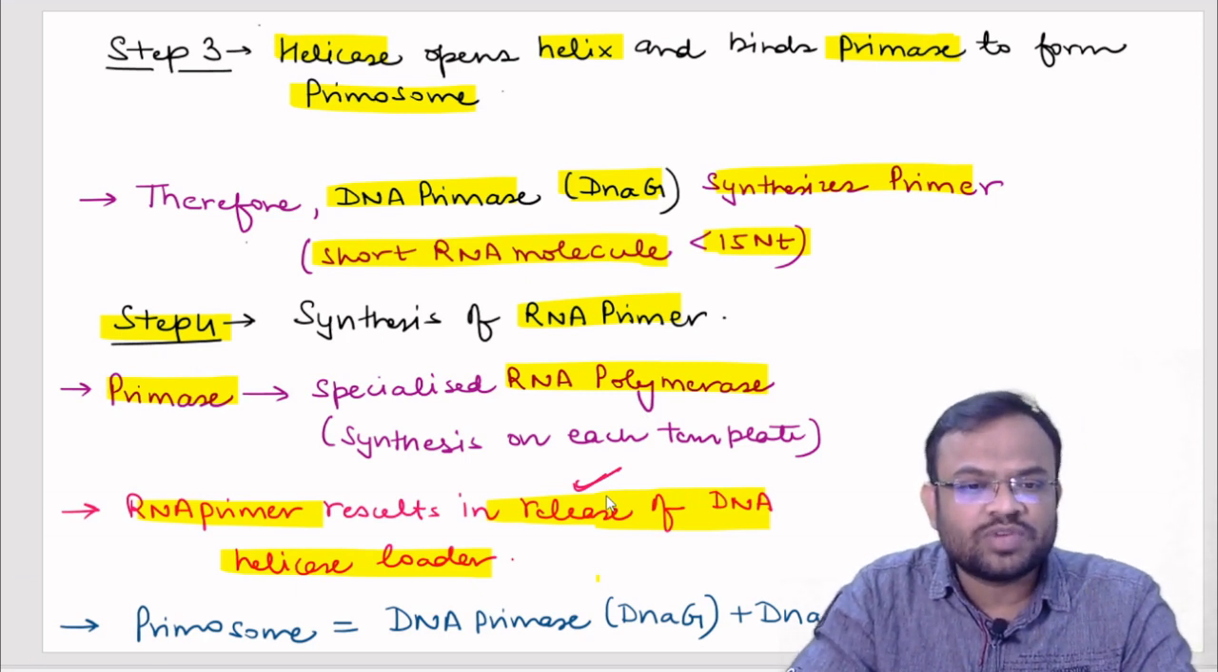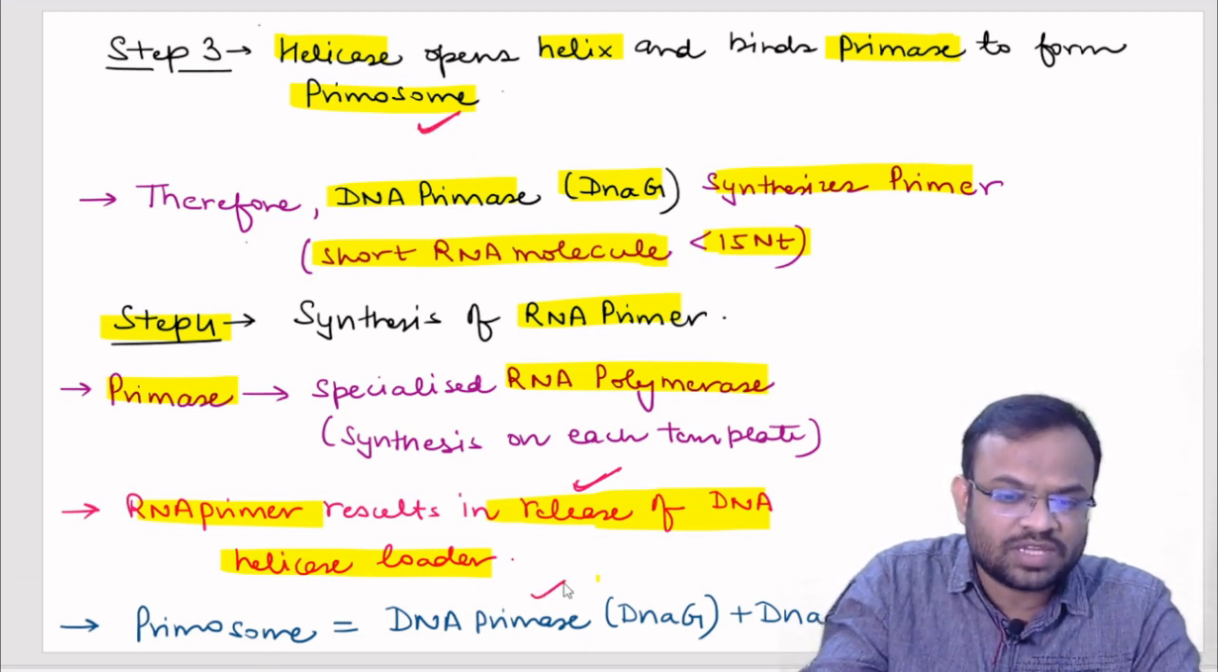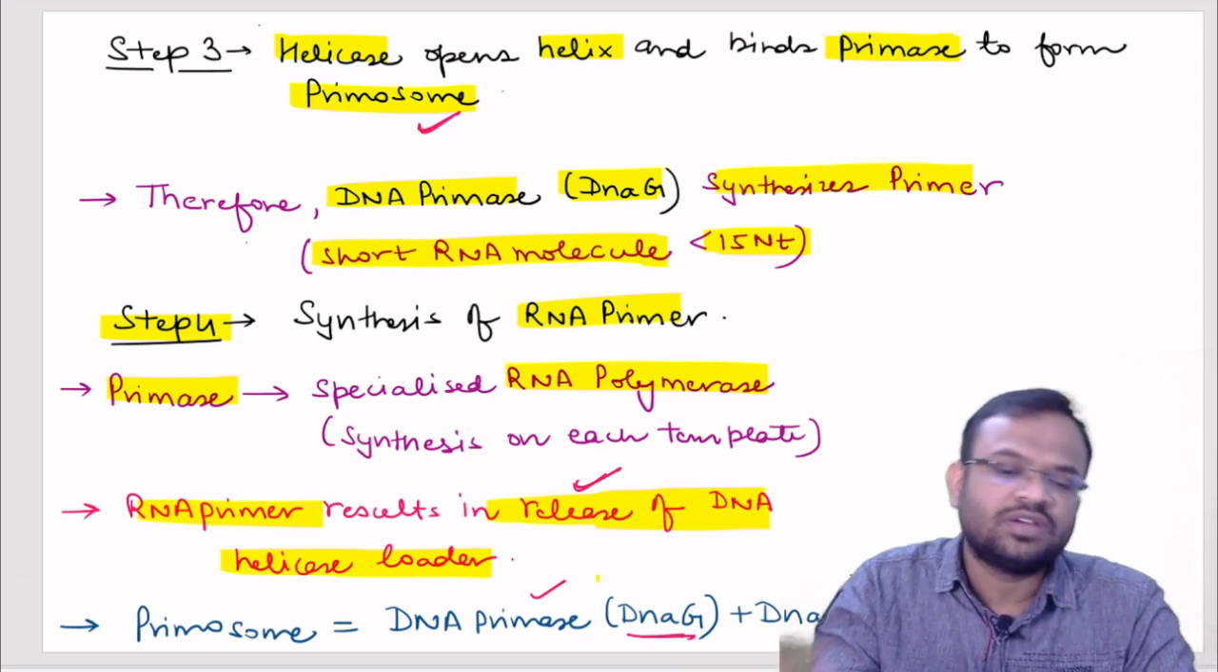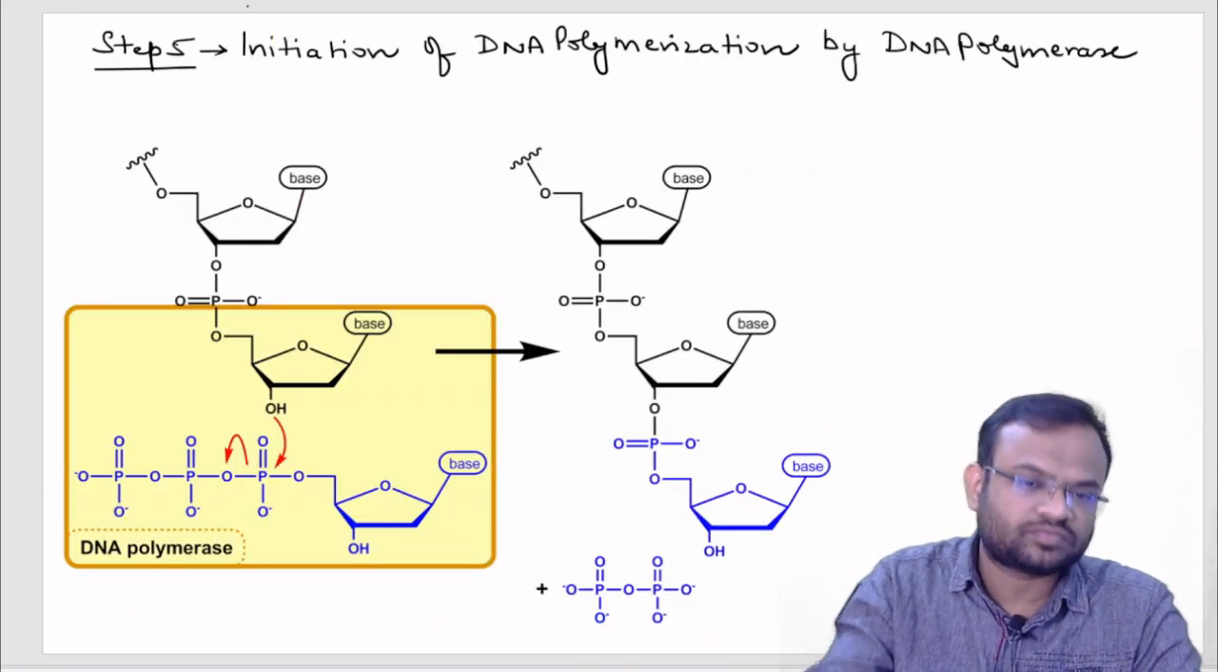Next, primosome. What is this primosome? Initially I told you already that this is the primosome. Primosome is actually DNA primase, that is DnaG, plus DNA helicase, that was DnaB. So DnaB plus DnaG is called a primosome.